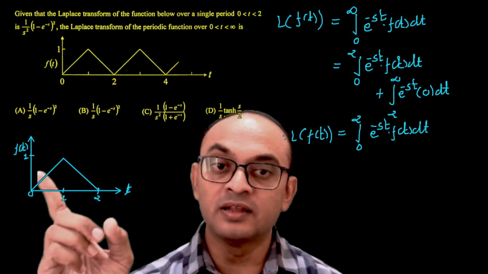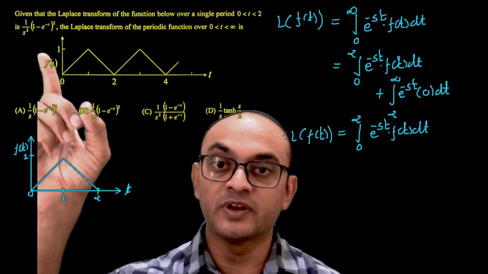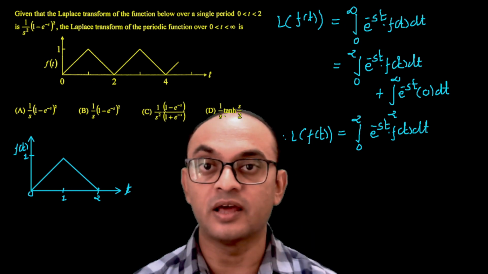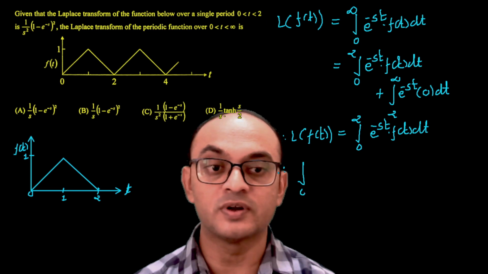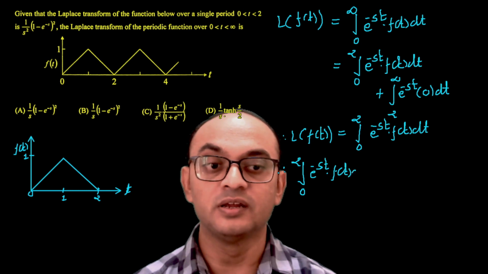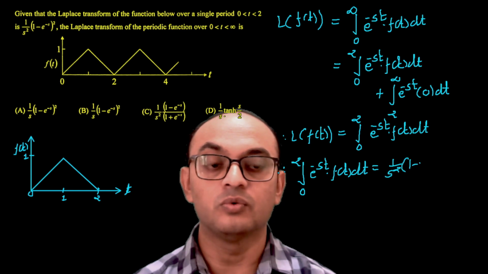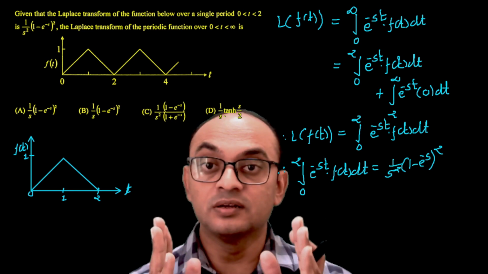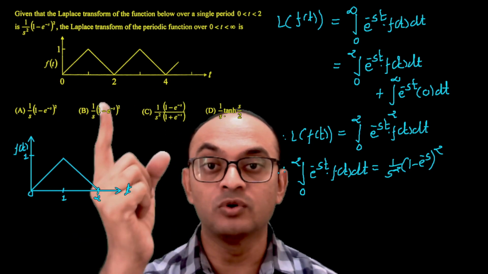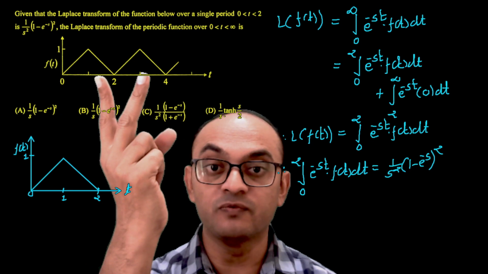But I have given that the Laplace transformation of this function f(t) is 1/s² times (1 − e^(−s))². So I substitute here, and therefore the integral over 0 to 2 of e^(−st) f(t) dt is equal to 1/s² times (1 − e^(−s))². So this is the information we have from the first line of this exercise. Now I want to find the Laplace transformation of this periodic function.